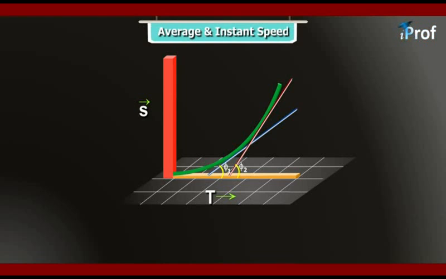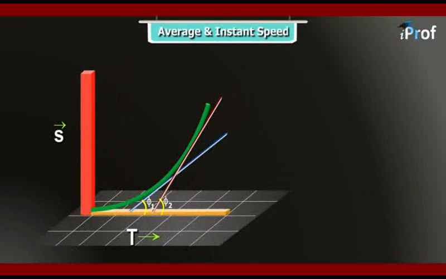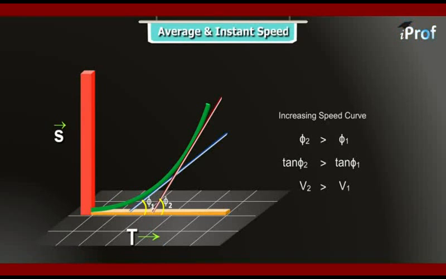So what are we observing? Phi 2 is greater than phi 1. Since phi 2 is greater than phi 1, tan phi 2 will be greater than tan phi 1. Therefore V2 is more than V1. So this curve indicates an increasing speed curve.